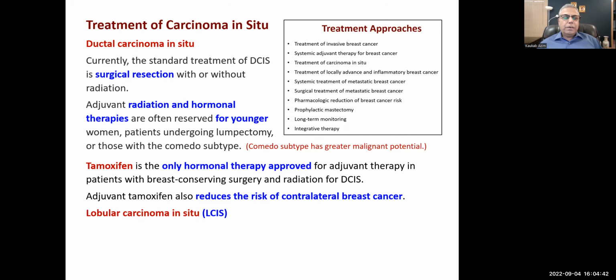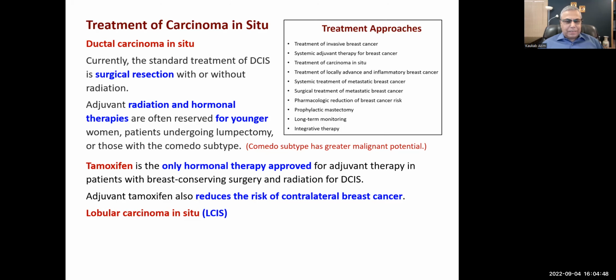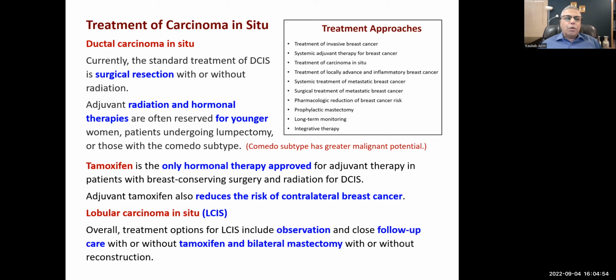So lobular carcinoma in situ. This is less aggressive. Mostly it does not invade the basement membrane. Okay. Overall treatment options for lobular carcinoma in situ include observation and close follow-up. That is the most common thing we do.